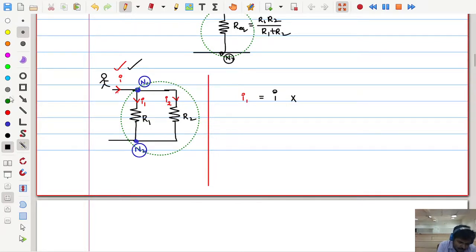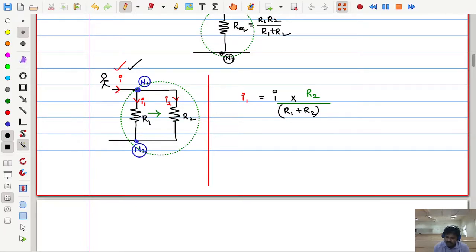Into your opponent. As of now, your brother or sister is the opponent to you. Who is your opponent? R2. So what is his strength? R2, divided by the total strength of you and your brother. It is not the parallel sum, try to understand. This is not R1 into R2 by R1 plus R2. It is just the sum of your strength and your brother's strength, who are in parallel.